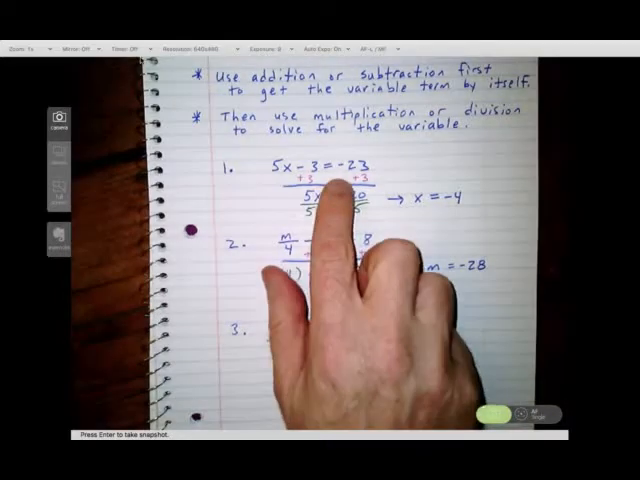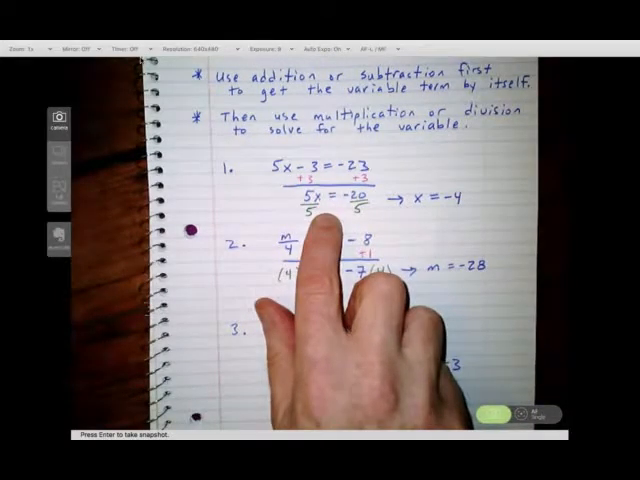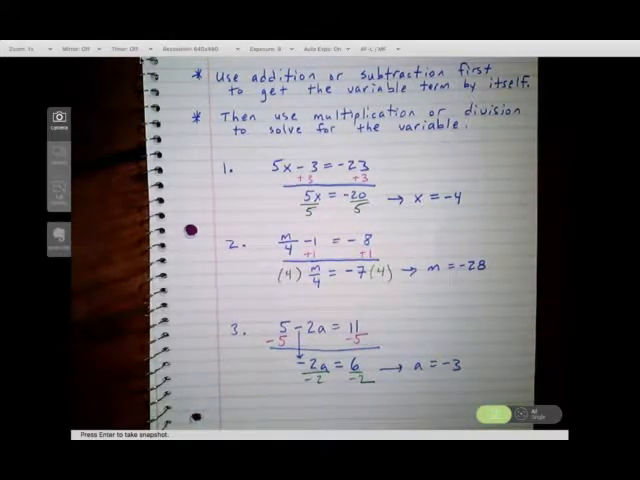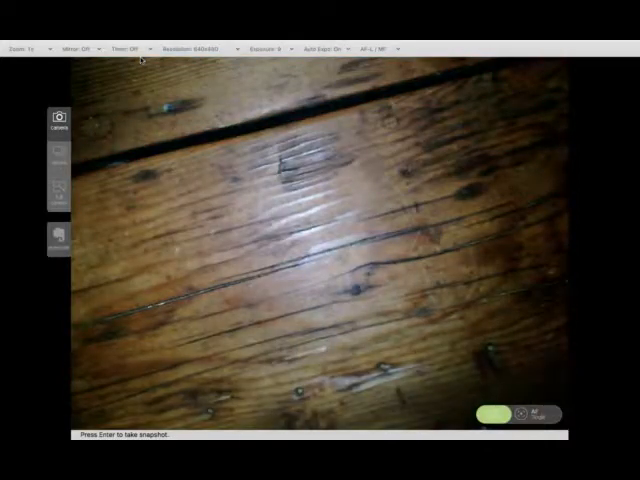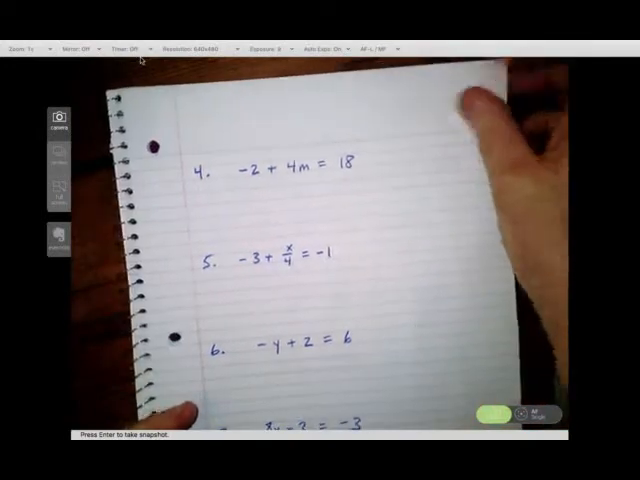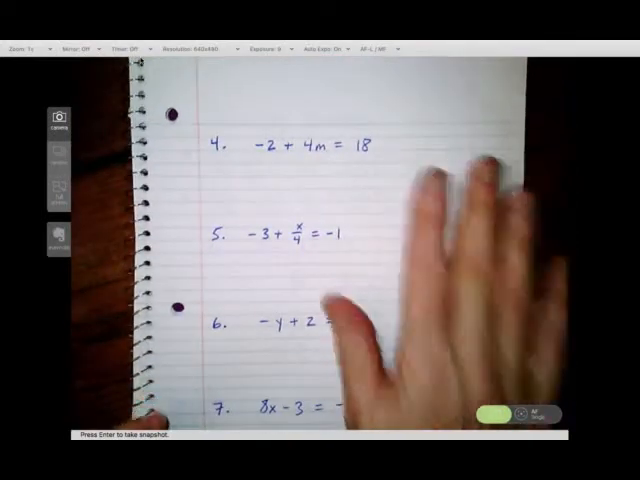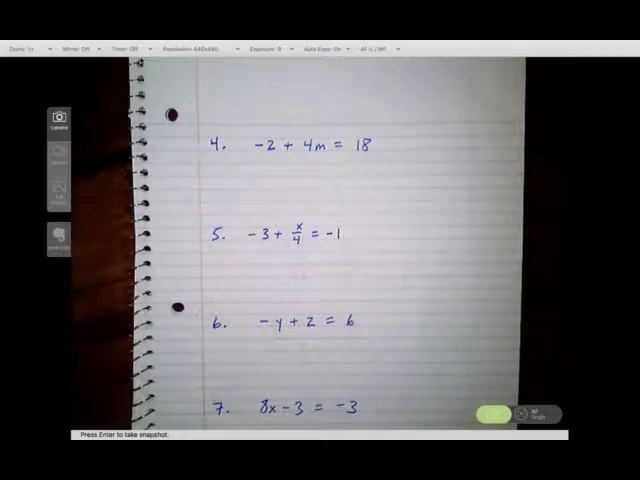Okay, again, add or subtract first. Multiply or divide second, and you'll do your two steps, and you'll hopefully have your equation solved. All right, let's look at a couple more. Okay, there's kind of a lot today, but these are important. You're going to be using these from now until you graduate.